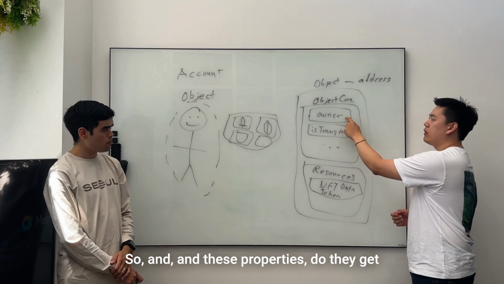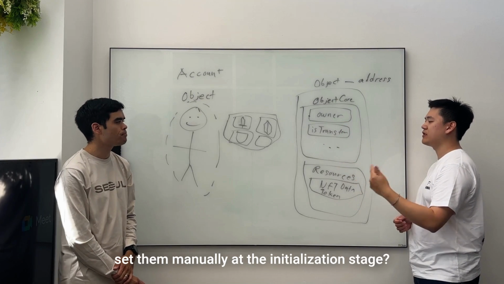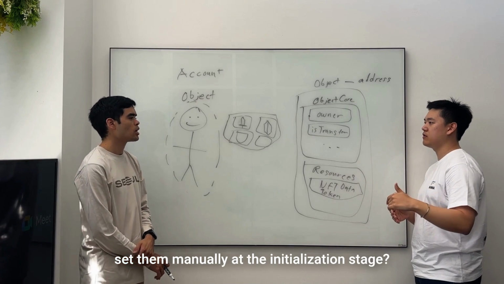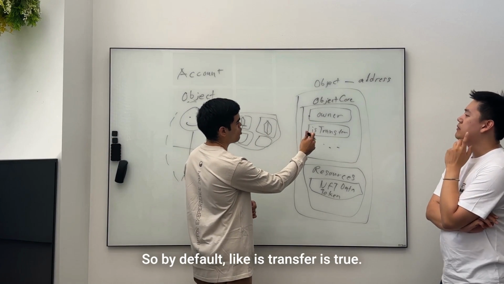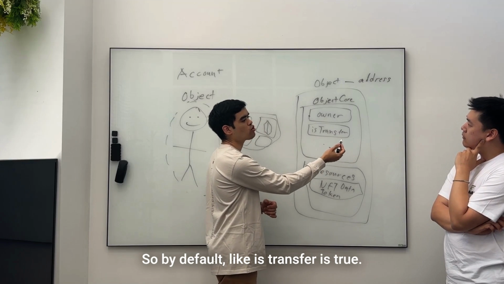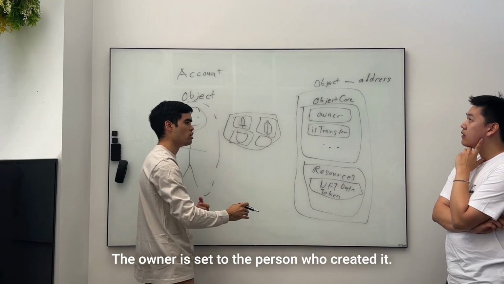And do these properties get set to some default values, or do you have to set them manually at the initialization stage? That's a great question. They do have default values. By default, is transferable is true, and the owner is set to the person who created it.